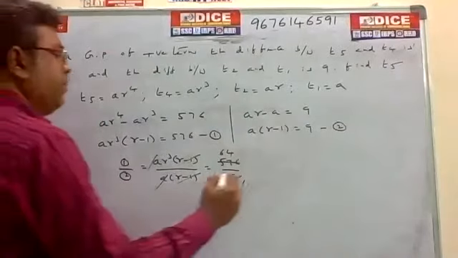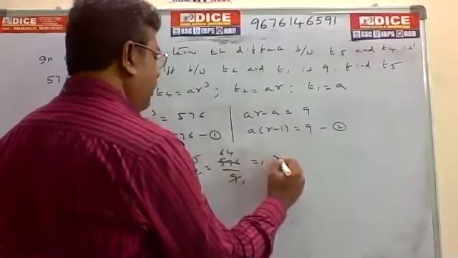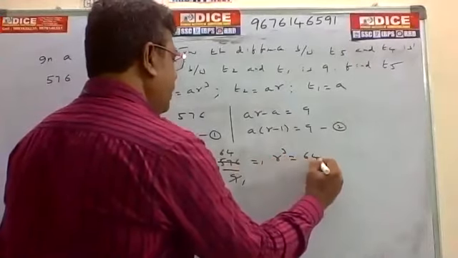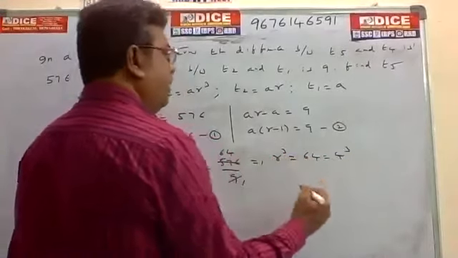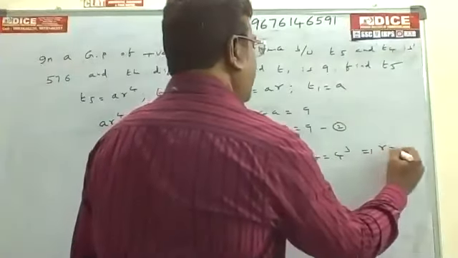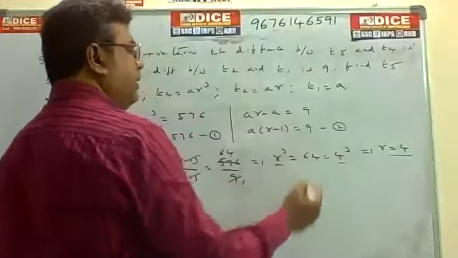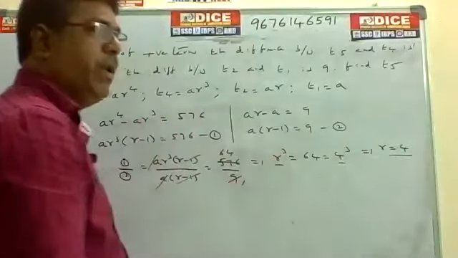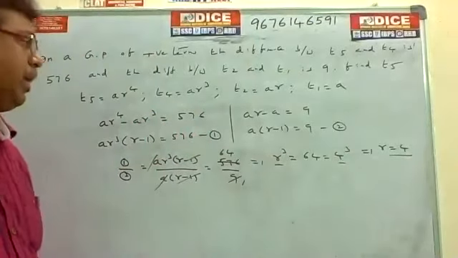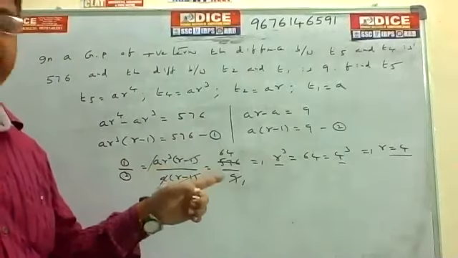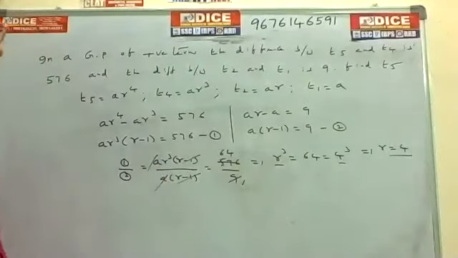So the remaining is R cube is equal to 64. This is equal to 4 cube. Implies R is equal to 4. Bases equal, so equating powers, the value of R is 4. Finally, I know the R value. I have to find A.